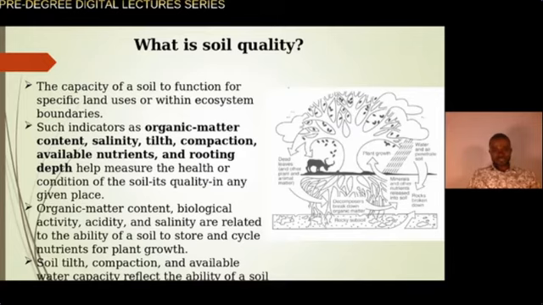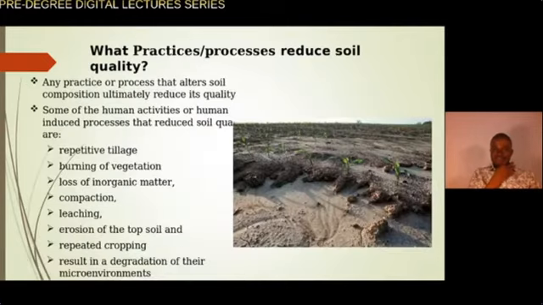Organic matter content, biological activity, acidity, and salinity are related to the ability of the soil to store and recycle nutrients for plant growth. So what practices or processes reduce soil quality? What are those things that naturally or humanly induced reduce soil quality?